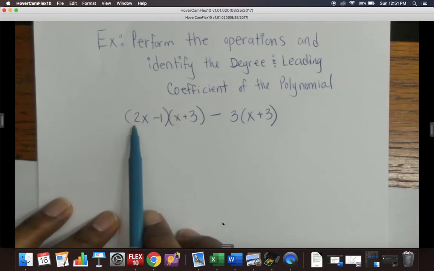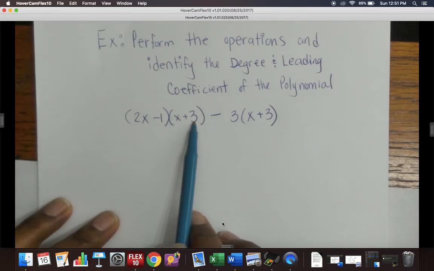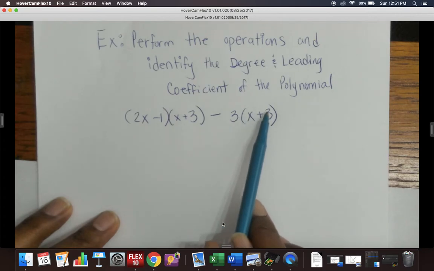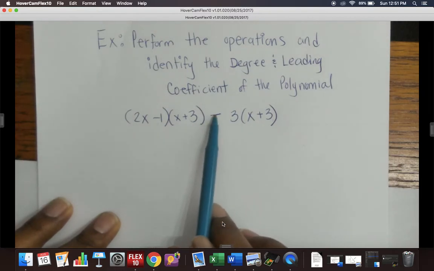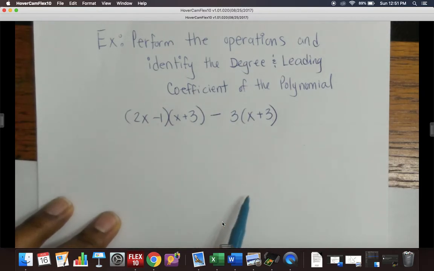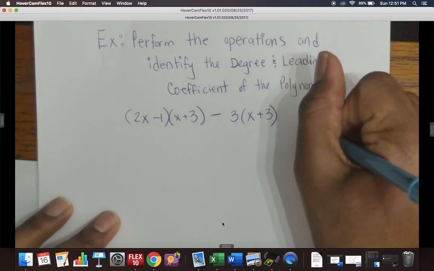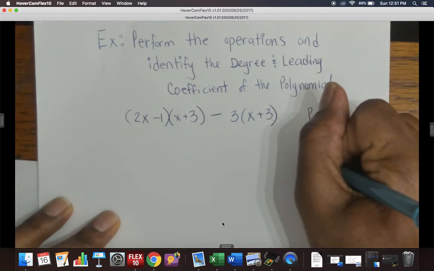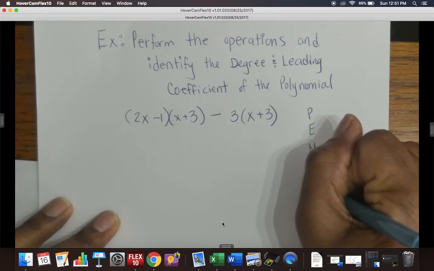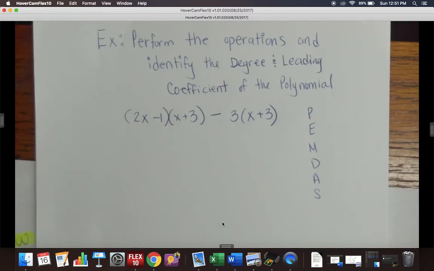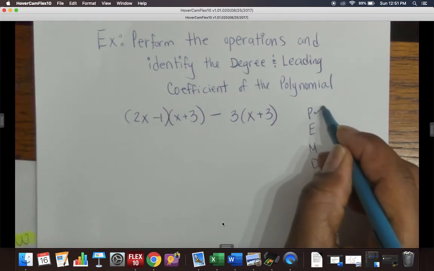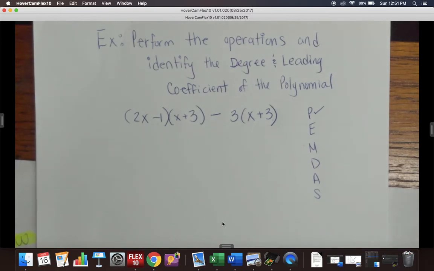So if I look here, I have 2x minus 1 in parentheses, x plus 3, and then minus 3 times the quantity x plus 3. So whenever we see these parentheses, we know we're multiplying. And then we have a minus sign and some more multiplication. So we just have to remember order of operations always when we're simplifying, right? You might remember it as PEMDAS or Please Excuse My Dear Aunt Sally, right? That just kind of tells us the order of operations. So we need to make sure we get rid of those parentheses first by using the distributive property.